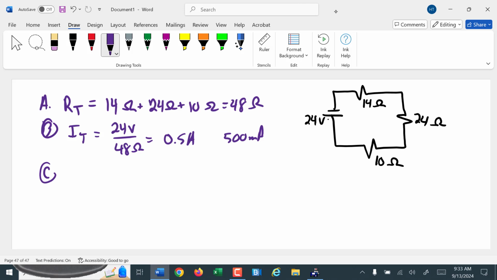For C, total power. Power total is just voltage total times current. So that's 12 watts.